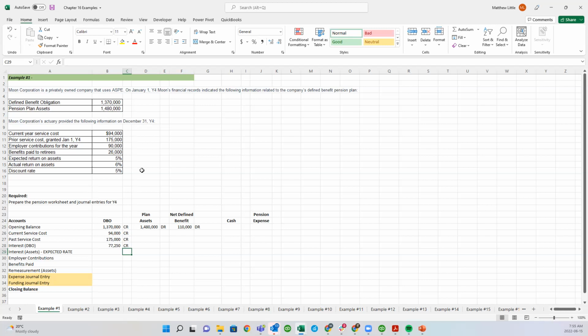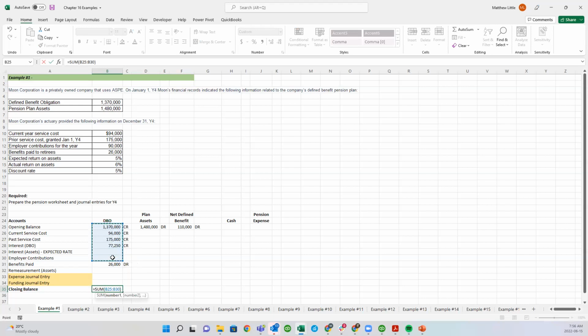Under our obligation then, we have our benefits paid. So we paid out 26,000, and that is a debit because it will reduce the obligation. On our closing balance, we would add all the credits, subtract all the debits. Let's do it this way. We'll go credits minus the one debit. So we have 1,690,250 as a credit obligation.